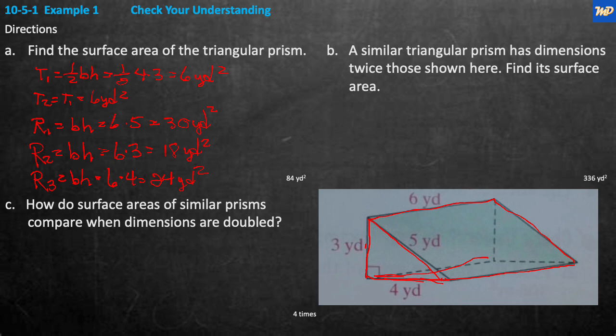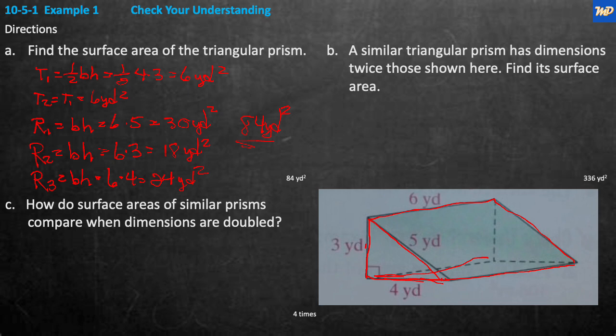So what does that equal to? I took up all the room practically. So what that equals to is, 6 and 6 is 12. 12 and 18 is 30. 30 and 30 is 60. And 24 is 84. So adding them all up, it is 84 yards square. I just added each one of these figures up: T1, T2, R1, R2, and R3. I ran out of room.